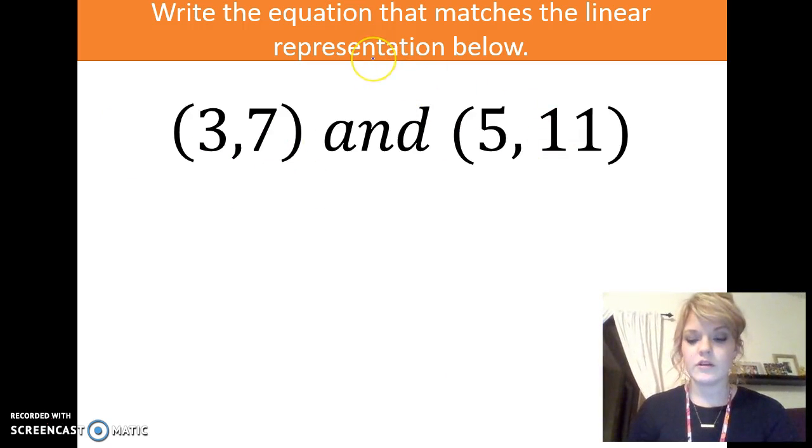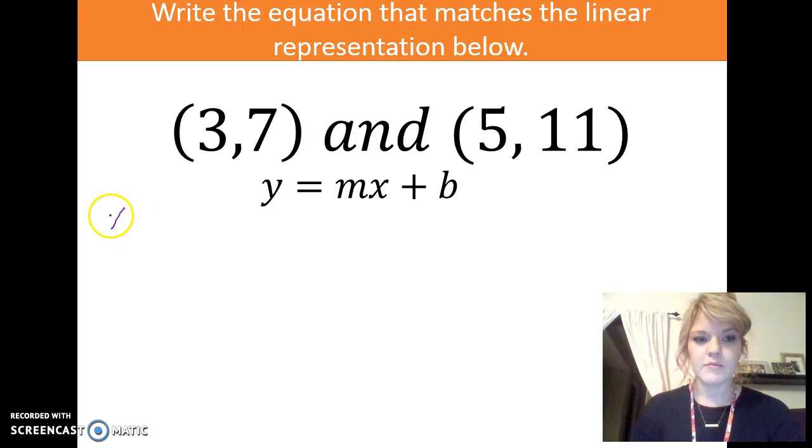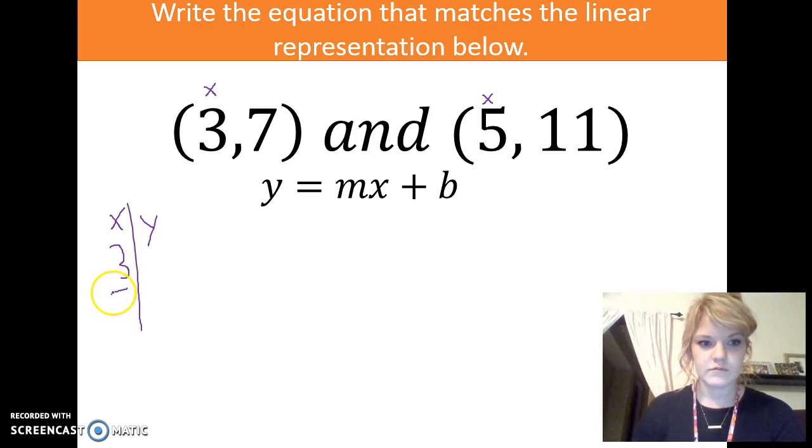Here's the tricky one. Still, I want it in this format. Easy to find the slope for these 2 points. We've been doing it. Make our xy table. Remember, first points, those are your x values. So the 3 and 5 are what I'm going to compare. Then I'm going to compare this 7 and the 11. So to get from 3 to 5, I'm increasing by 2. To get from 7 to 11, I'm increasing by 4.